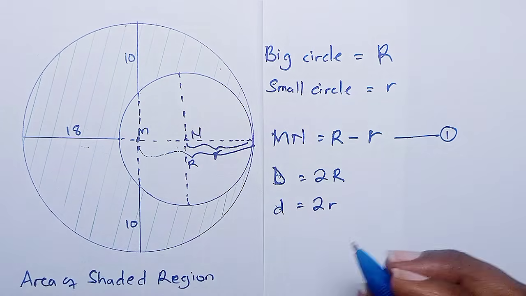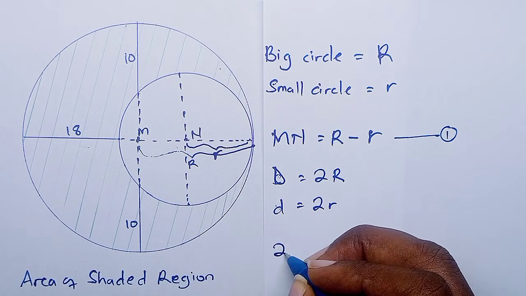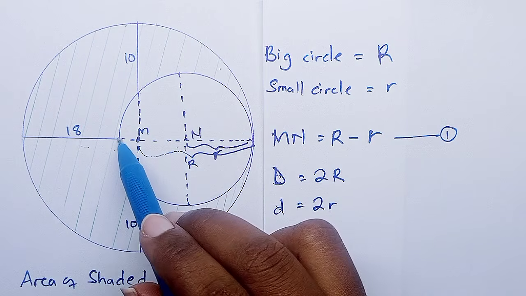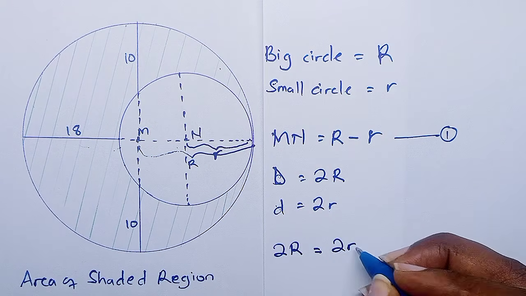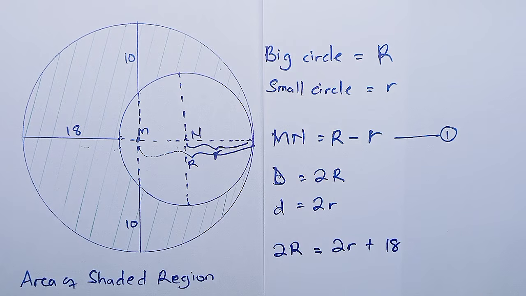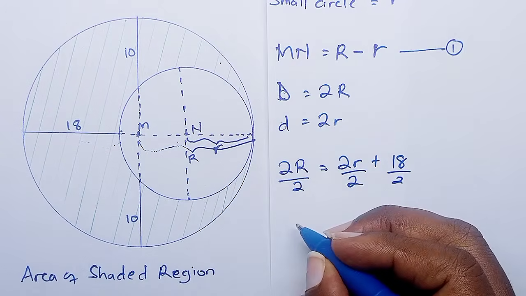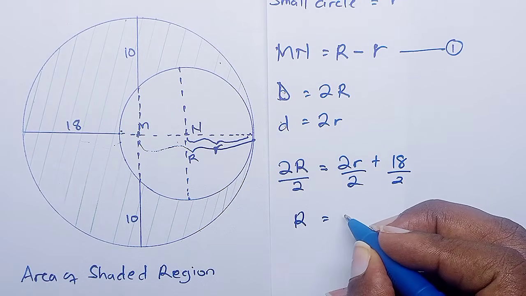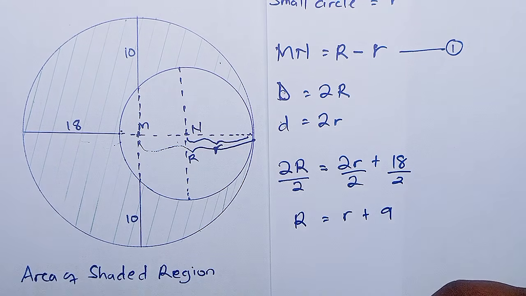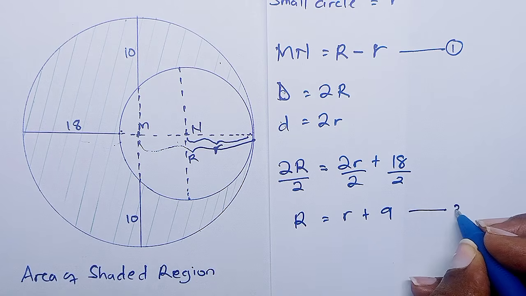So the diameter of the big circle, which is 2R, is equal to the diameter of the small circle from here to here, 2 small r, then plus from here to here, which is 18. Since they are all divisible by 2, let's divide through by 2. So here we are left with R is equal to small r plus 18 by 2, which is 9. So let's call this equation 2.